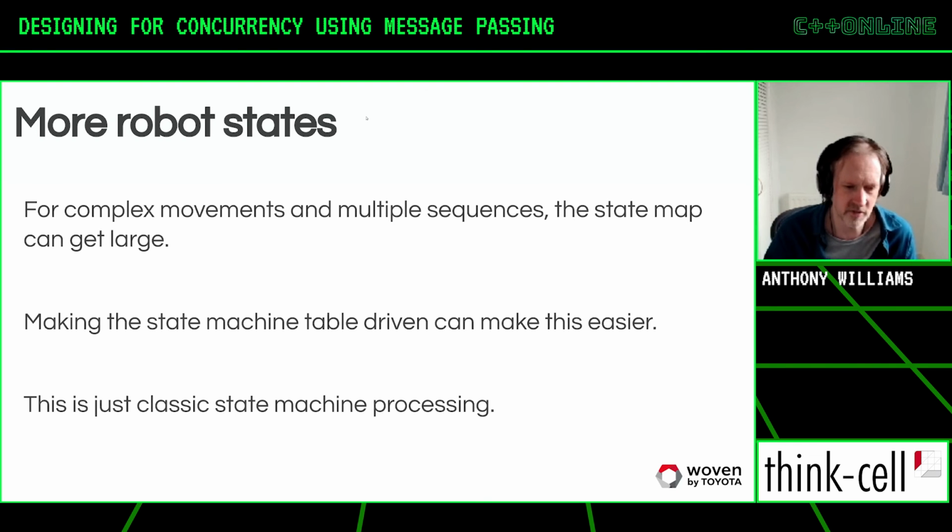There's a whole lot of ways of doing this. Lots of state machine frameworks have things for dynamic state maps or table-driven state maps and things like that. So it's something that there's plenty of literature on how to do. It's just a state machine. It might be a big complex state machine, but it's just a state machine. So this is again something that we can readily do.